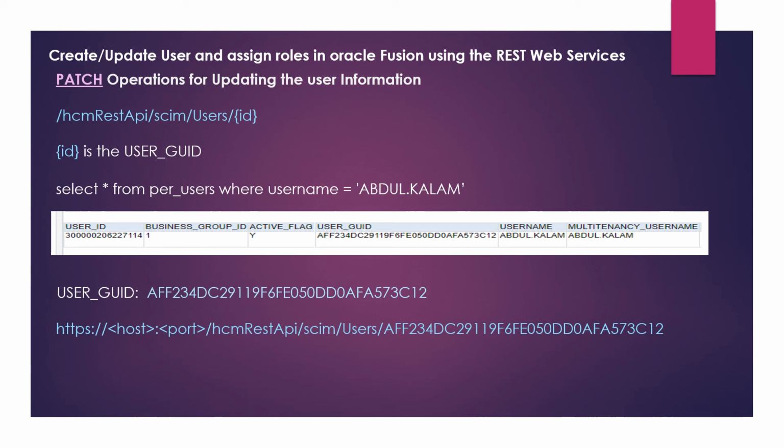Once you get it, now you need to prepare the URL. So same like host and port, you have to provide your environment, that application name you have to provide here, and you have to prefix that environment variable along with this REST service, and suffix the user GUID. Then you will get the REST web services URL.